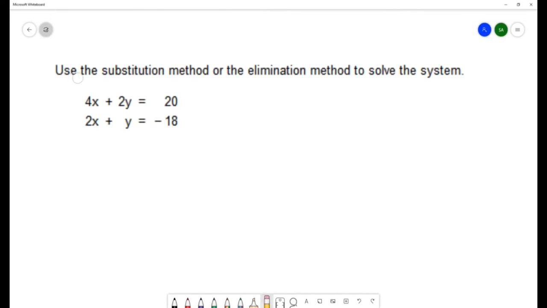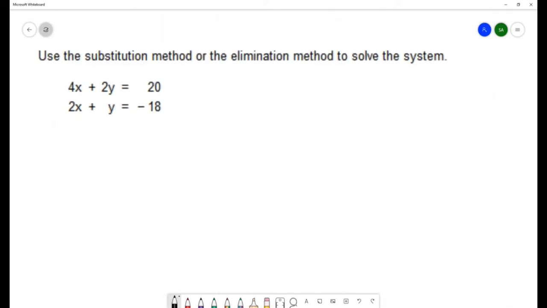On this question, we want to use the substitution method or the elimination method to solve the system. The system of equations we have is 4x plus 2y equals 20 and 2x plus y equals negative 18. So I'll start by solving this with the substitution method, and then we'll try it again with the elimination method.